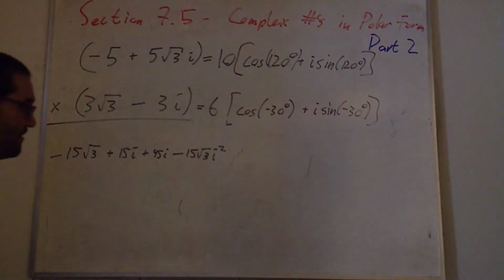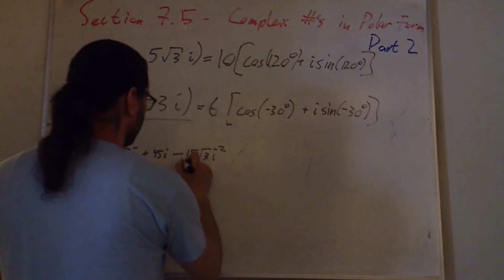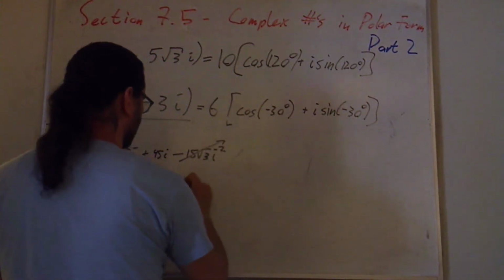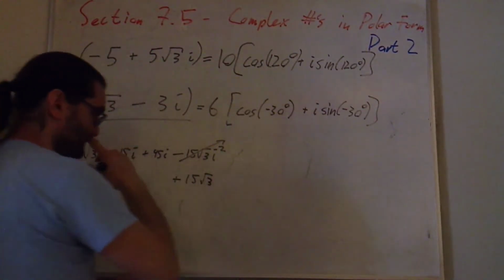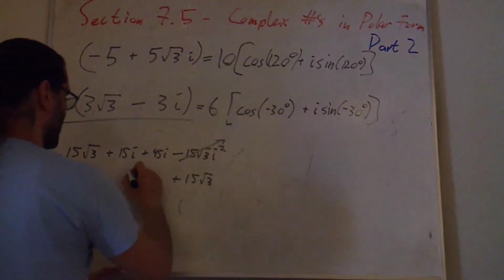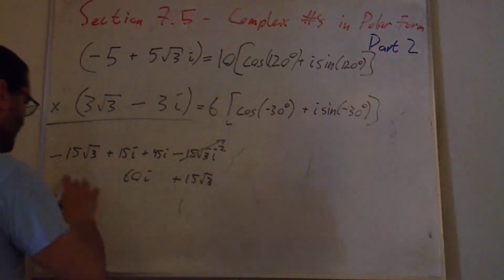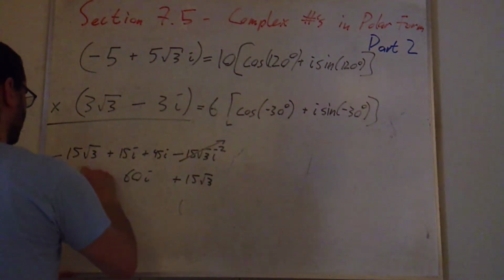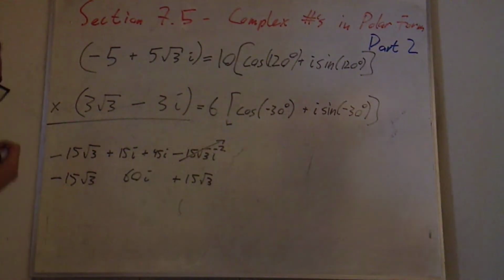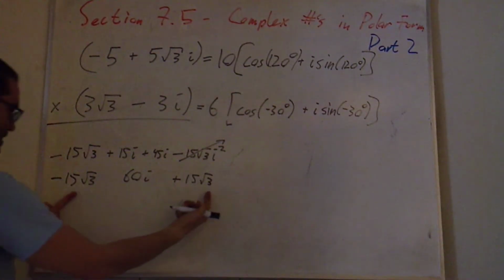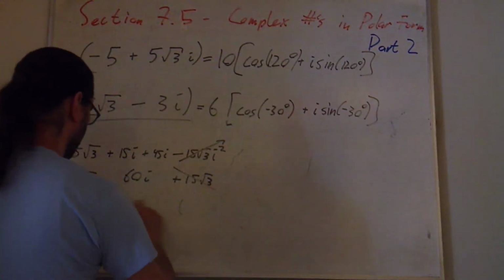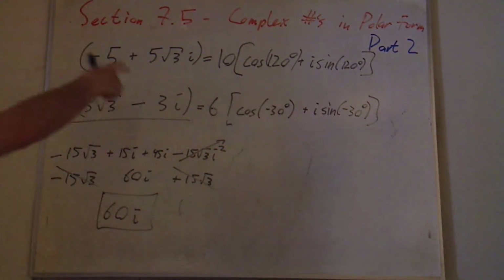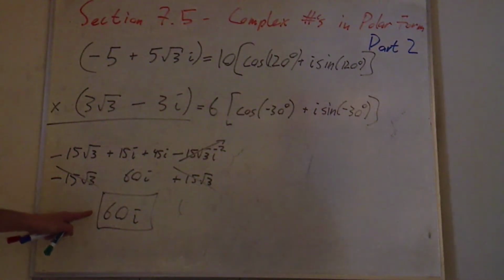Now I have to simplify it. This thing, we know, is going to turn into a positive 15 root 3. These things can be combined into 60i, and this is negative 15 root 3. Now we have some cancellation. 15 root 3s are going to go away. Convenient. The product of these two things is 60i. The real part is gone.